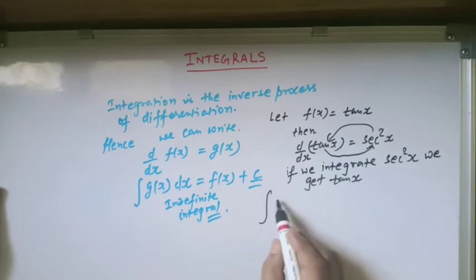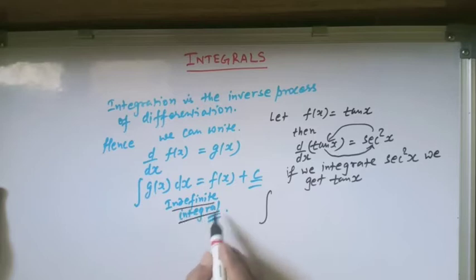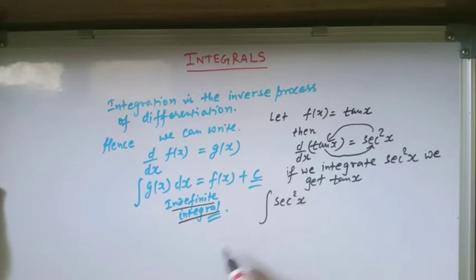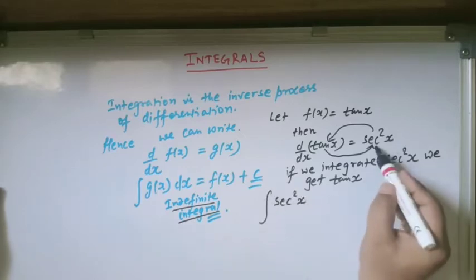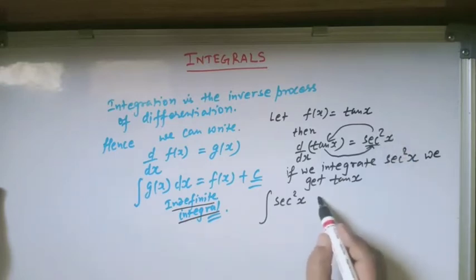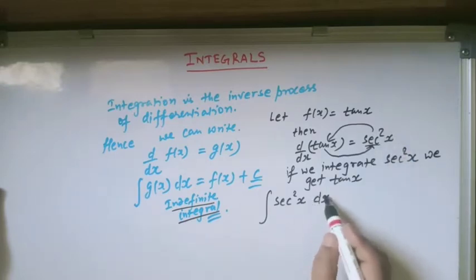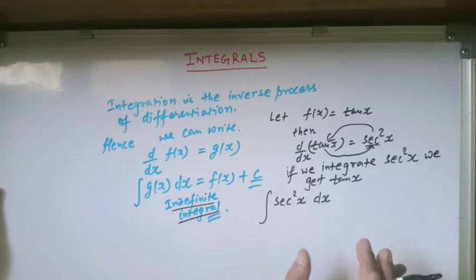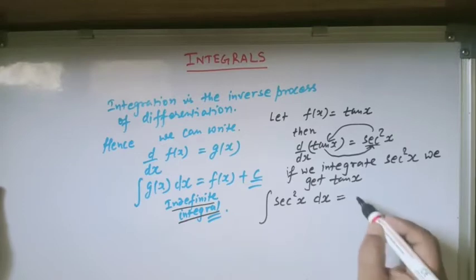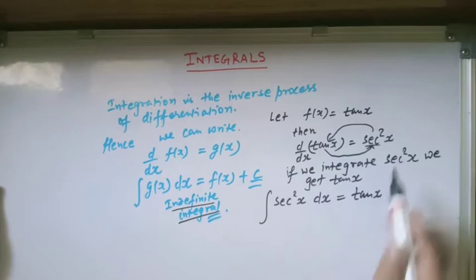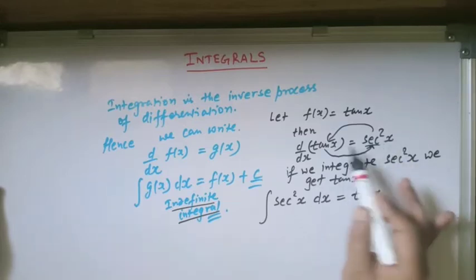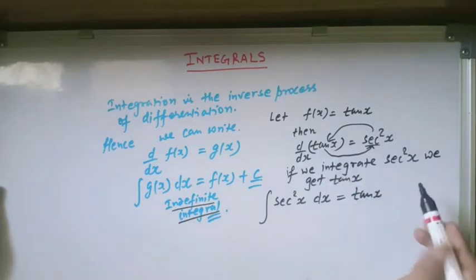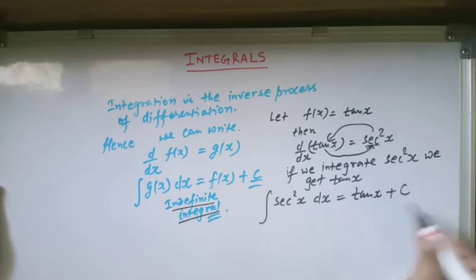This is the sign of integration, or the sign of indefinite integration, and we write this sign, then we write this function secant square x, then we have dx. This dx means that we are integrating with respect to the variable x, clear, and we write tan x, clear. So secant square x when integrated gives tan x. Now here we cannot simply write tan x, so we have to write a constant of integration also.